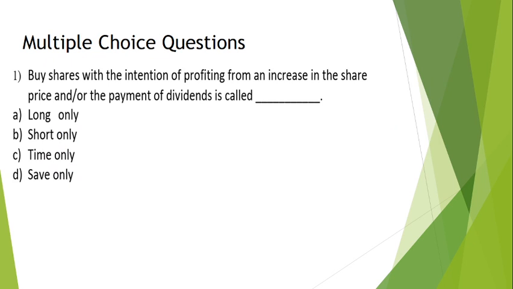Dear friends, we have a few multiple choice questions to understand this concept very well. Number one: buying shares with the intention of profiting from an increase in the share price and or the payment of dividends is called: option A long only, option B short only, option C time only, option D save only. What could be the answer for this? The answer is option A, long only.